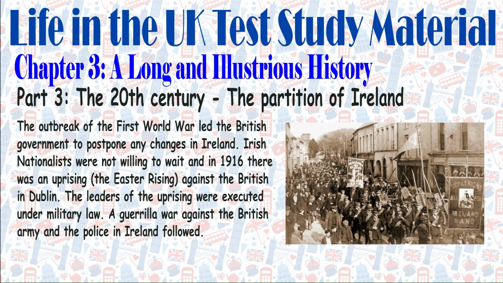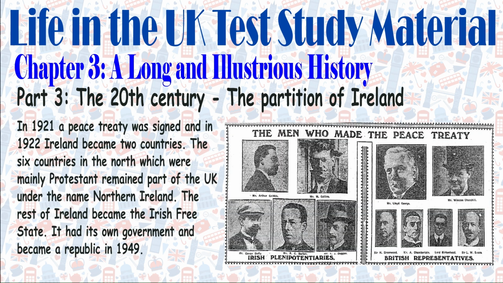A guerrilla war against the British Army and the police in Ireland followed. In 1921 a peace treaty was signed, and in 1922 Ireland became two countries. The 6 counties in the north, which were mainly Protestant, remained part of the UK under the name Northern Ireland. The rest of Ireland became the Irish Free State. It had its own government and became a republic in 1949.